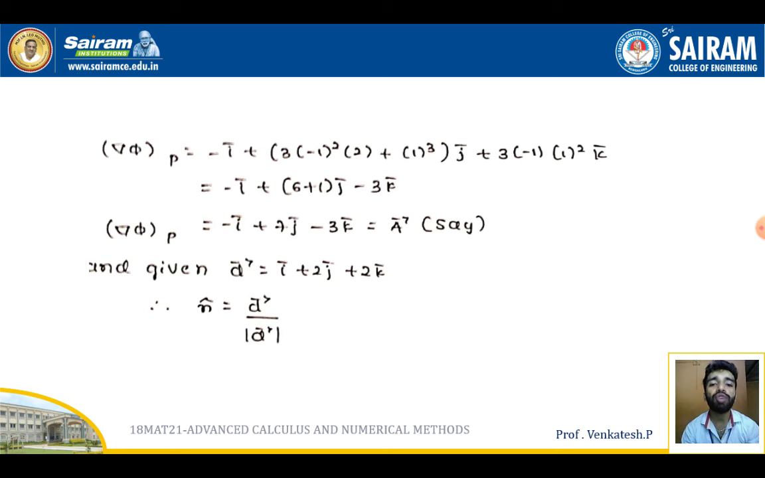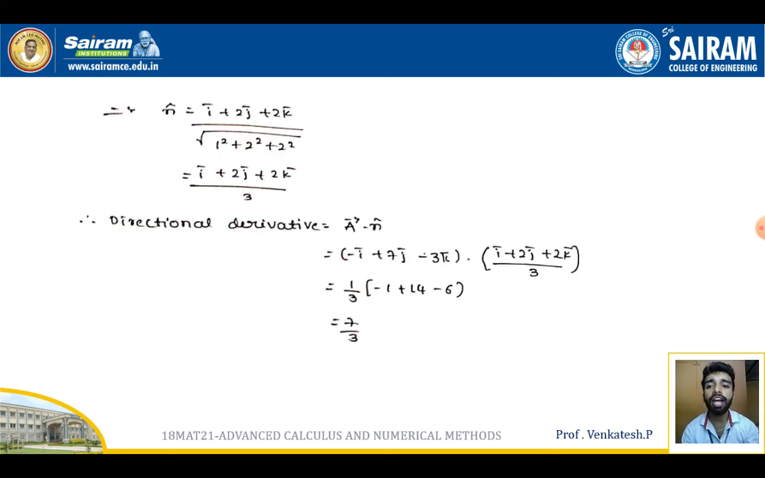I will be calling this one as some vector A, and given that A is equal to i plus 2j plus 2k. From this vector A, I am going to estimate the value of n cap. So n cap is given by what? Vector A divided by modulus of vector A. I am going to replace the vector A here. I will be getting i plus 2j plus 2k divided by square root of 1 square plus 2 square plus 2 square. So I will be getting i plus 2j plus 2k by 3.